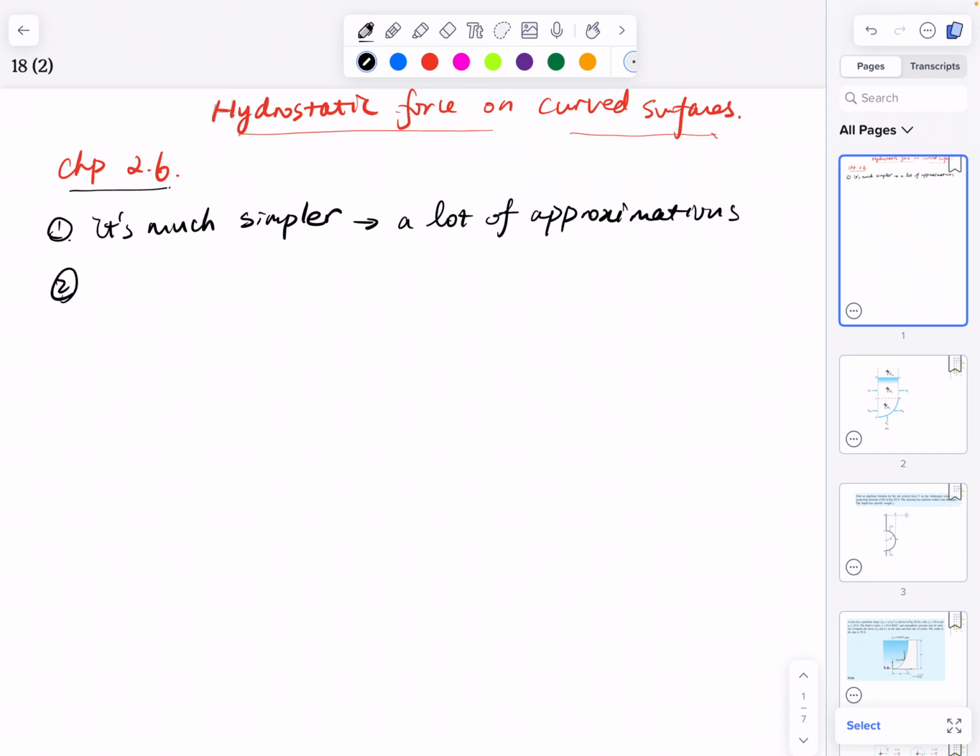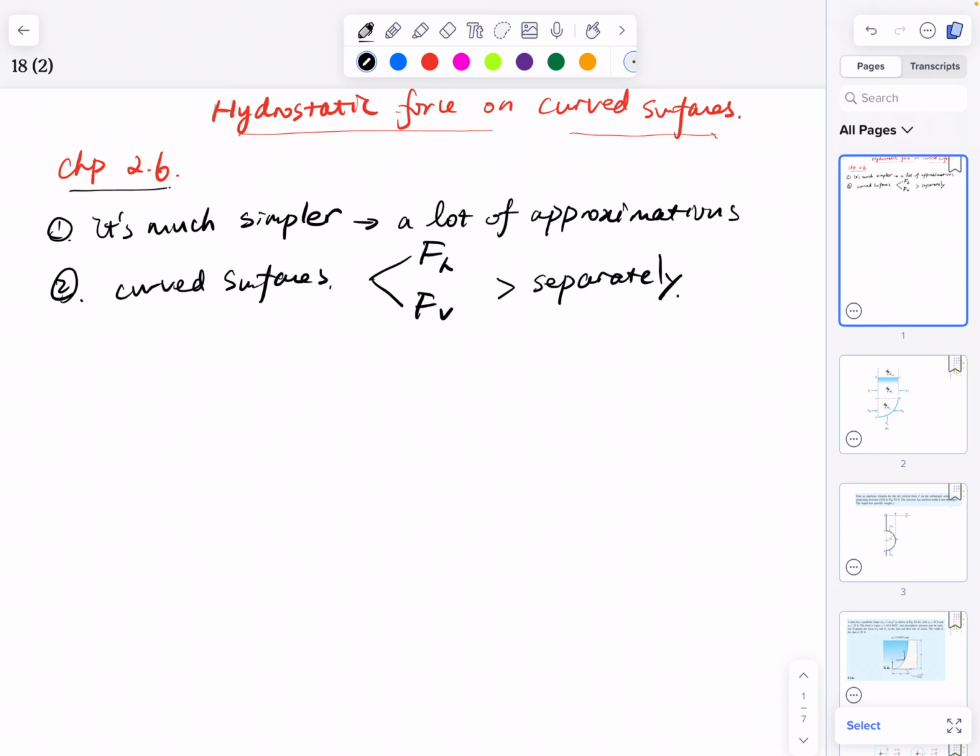And also, you need to remember for the hydrostatic force on curved surfaces, we need to calculate the force in the horizontal direction and the force vertically differently. They are calculated separately. Then let's have a look at how we do it.